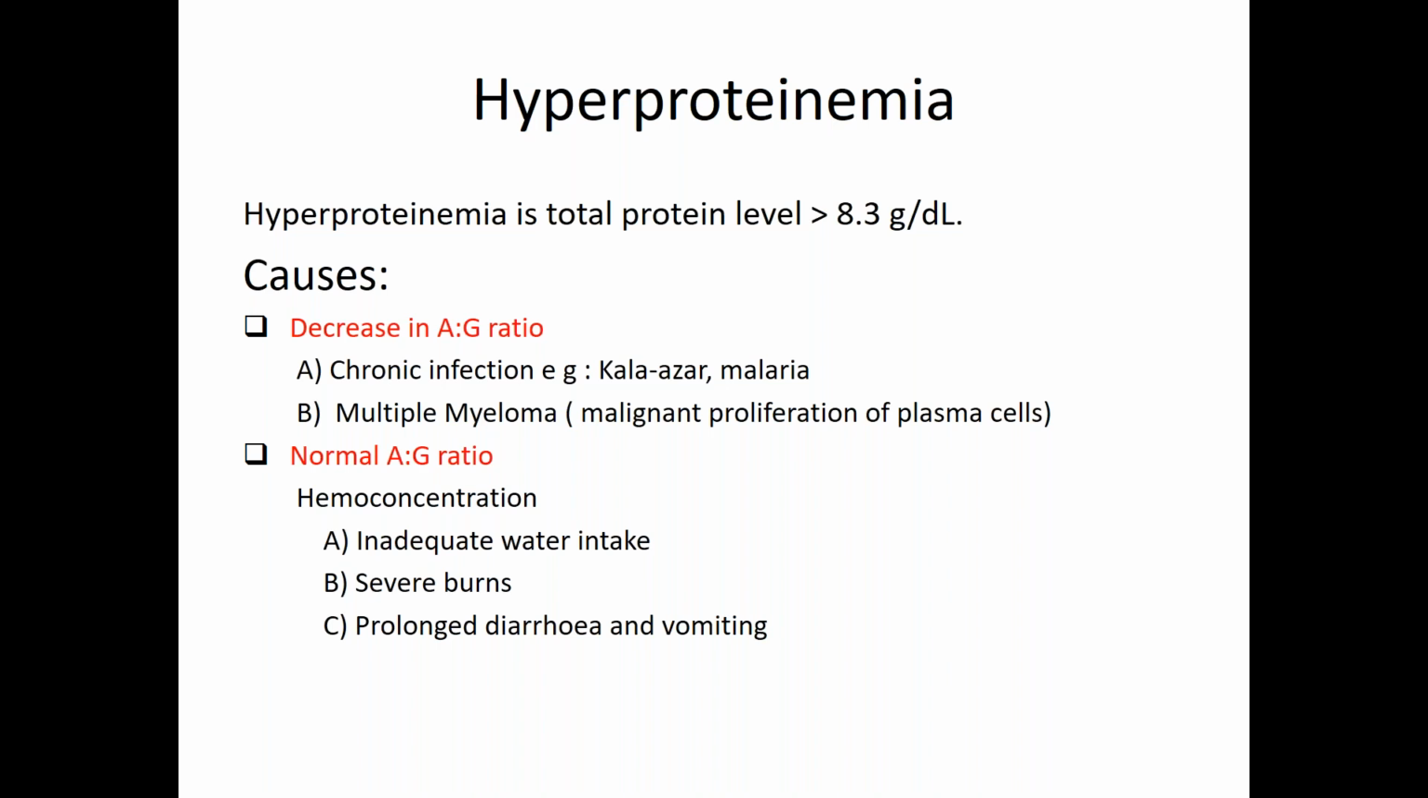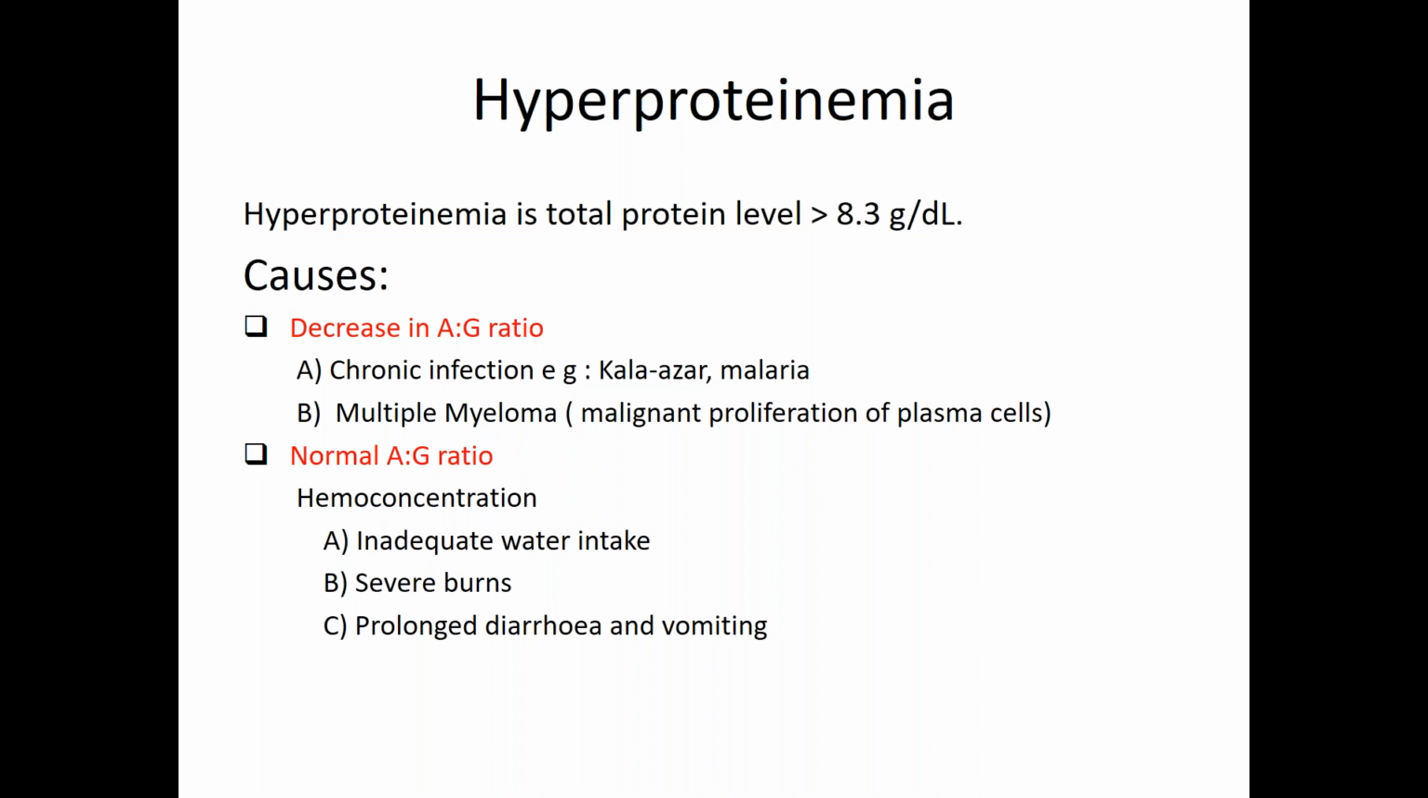Hyperproteinemia with decrease in AZ ratio can be seen in chronic infections like kala-azar and malaria, and in multiple myeloma. Multiple myeloma is a malignant condition of the plasma cells where there will be an increase in the gamma globulin level, and gamma globulin will be increased in blood. So you can see an M band, a discrete band in electrophoresis, which is one of the diagnostic features of multiple myeloma, and excretion of light chain protein in urine. This is known as Bence Jones protein. So these are conditions of hyperproteinemia with decreased AZ ratio.